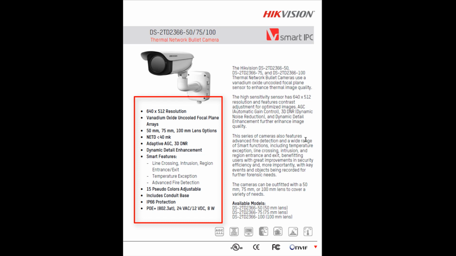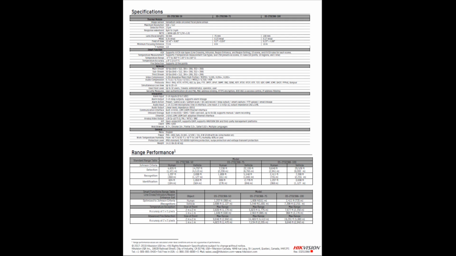Adaptive AGC, 3D noise reduction, dynamic detail enhancement, built-in VCA such as line crossing, intrusion, region entrance and exit, temperature exception, and advanced fire detection. 15 different color palettes. It includes the conduit base, it's IP66, and works on PoE 802.3at, 24 volts AC, or 12 volts DC at 8 watts. The second page of the datasheet gives you all the detailed specifications. Download it from Hikvision.com and take a look at all the different specifications and range performance.